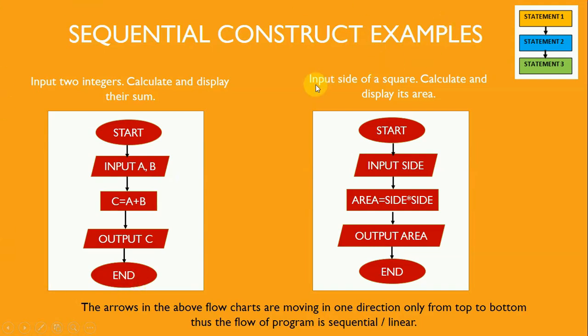Now let us consider one more example. Input side of a square, calculate and display its area. So again, to indicate the beginning of a flowchart, I will use the symbol start. Now in this, I have to input side of a square. So I will write down the statement input side.